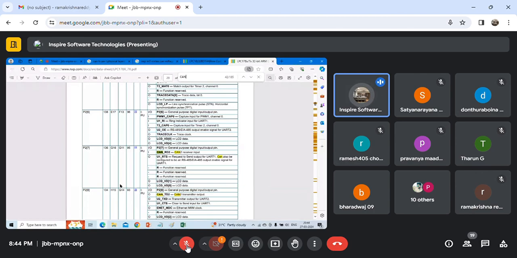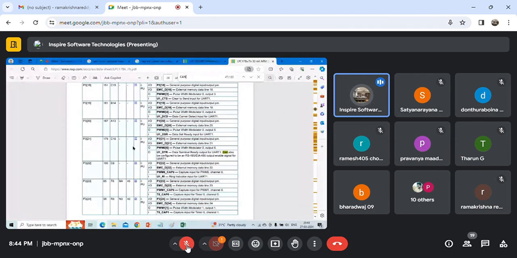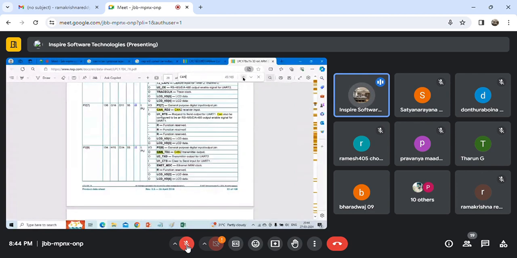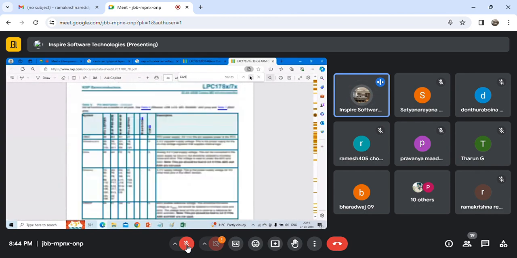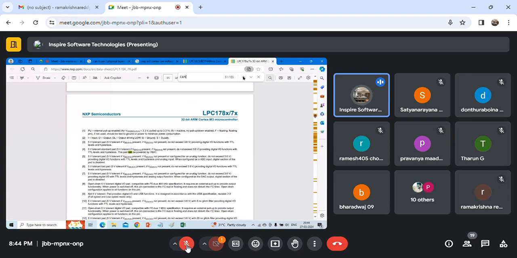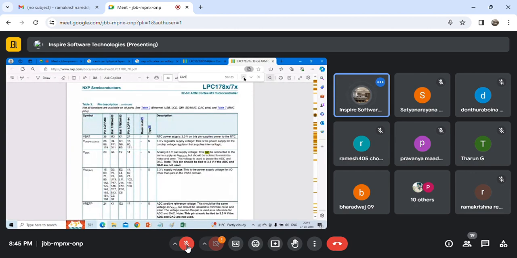Using this Cortex LPC 178X series, within this 8X series, where is your CAN channel connected? It is connected to port 2, and within that port 2, the 134th pin. So no need in the beginning phase. I am trying to get it to show you the range, but I'm not seeing it. Once I see, I will show you.